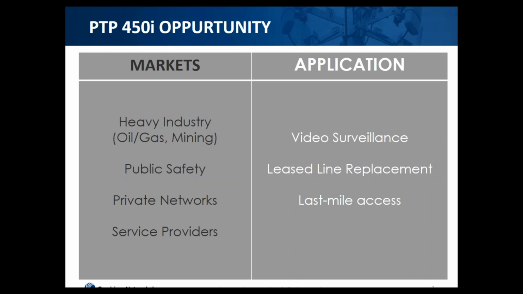Also, a lot of service providers use this as a second-tier backhauling solution in their web of connectivity, so that they can push a lot of data from their PMP 450 backhaul, using a 450i, to their main center.